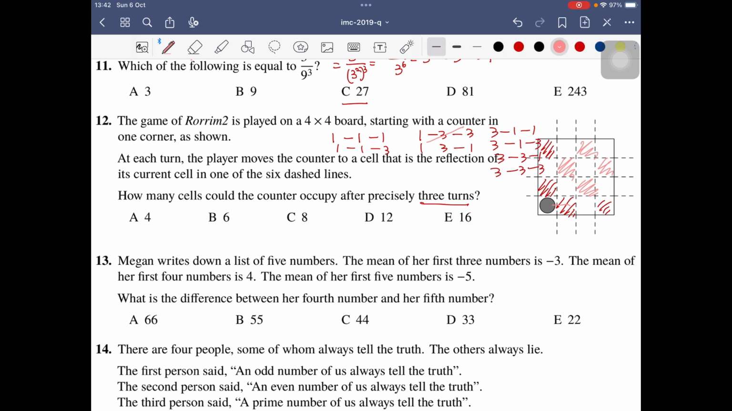When I say nothing new, it means we already found the position, so we don't need to shade it again. So 1, 2, 3, 4, 5, 6, 7, 8. So I think these 8 can be occupied.